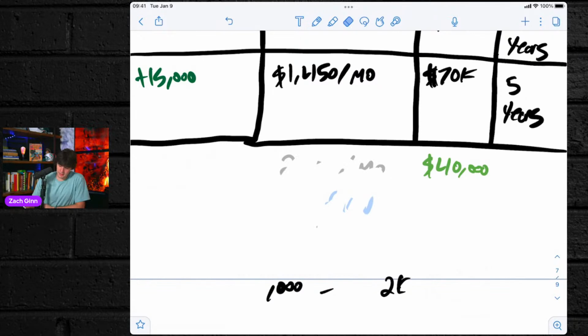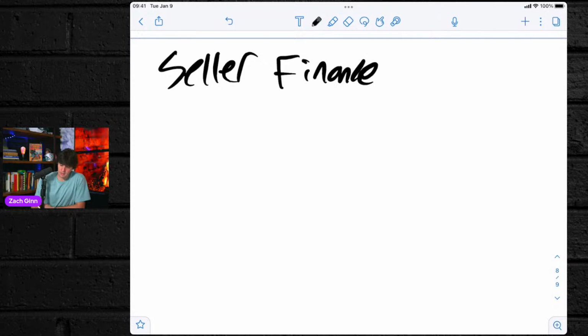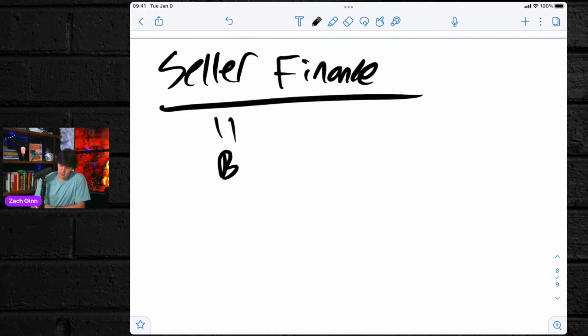And that's pretty much what a lease option is. Now, seller financing is a little different, right? So I'll do a quick example. It's basically when they are the bank. So, you know how banks work with mortgages.